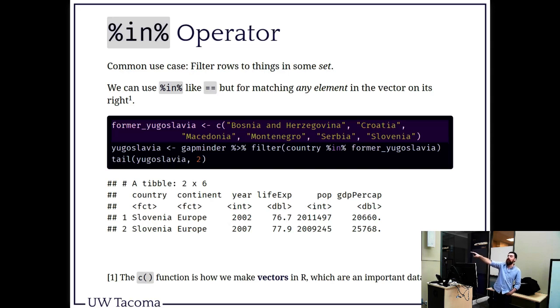I do a quick tail on here. Tail is like head, but for the bottom of a data set. And I see that I got 2 rows from Slovenia. If I've gotten Slovenia here, so long as I've typed the other ones correctly, it probably worked for the rest of them. Didn't want to display them all at once.